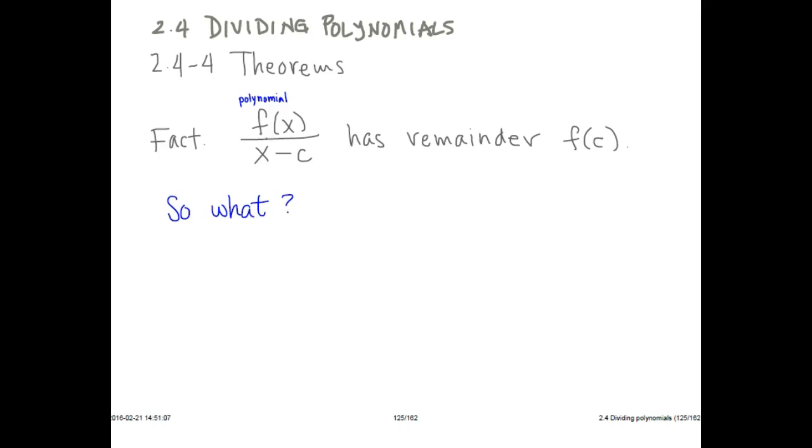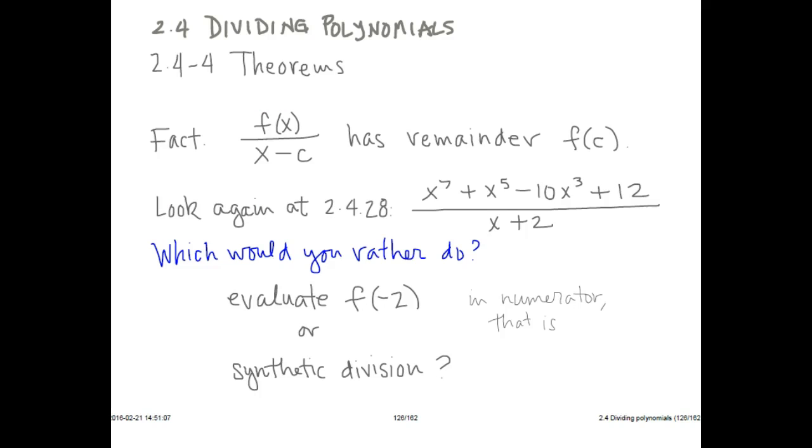Like what? Well, okay, we're given that when we divide that we're going to get that remainder. Suppose we go back to that 7th degree polynomial that we were dividing a little while ago, and we are asked, what is f of negative 2? Okay, well, what would you rather do? Put a negative 2 through all of this with all the potential for error that there is there, or synthetic division, which we saw was very simple compared.